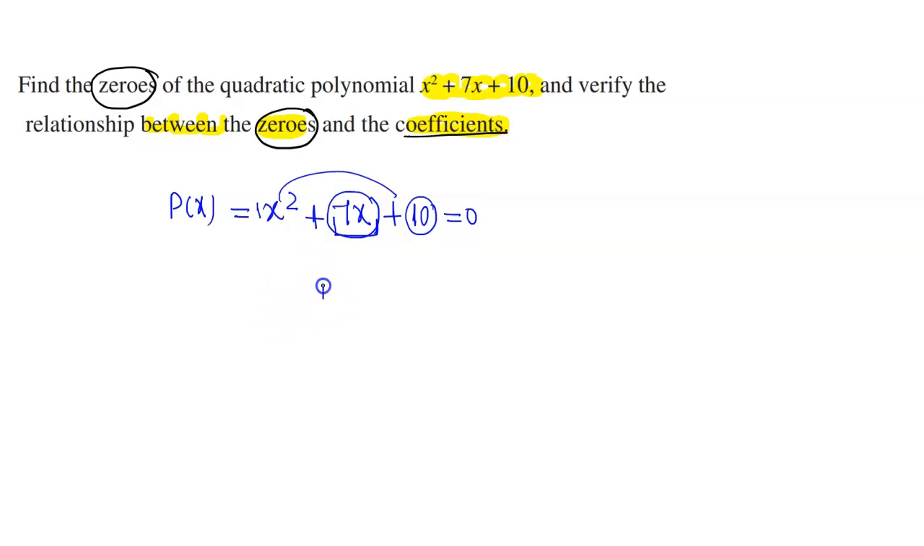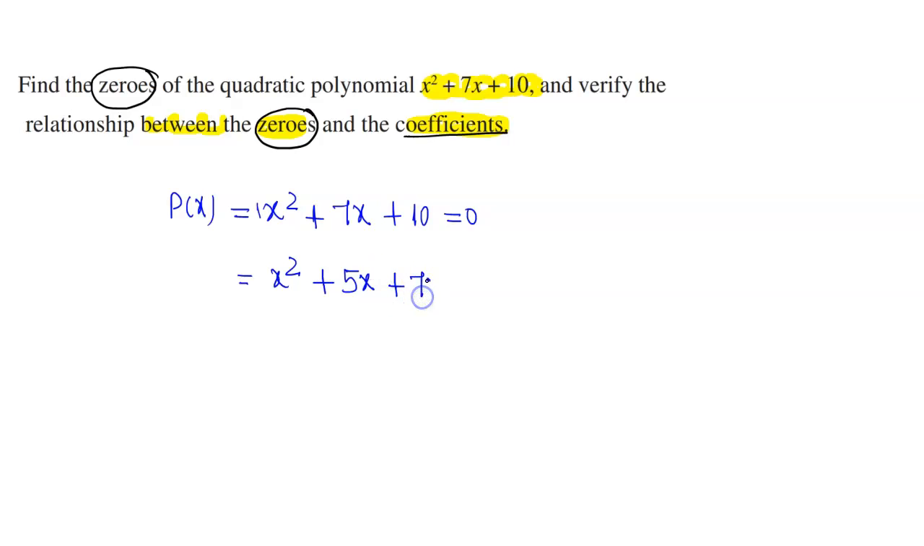It means we are going to break the middle term into two parts. After breaking, the product of these two numbers must be 10x square and the sum of these numbers must be 7x. This is the criteria while breaking this number into two parts. We have 7x and 10, so we need two numbers whose product is 10 and sum is 7.